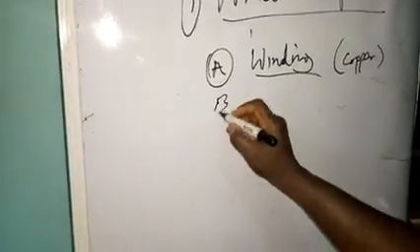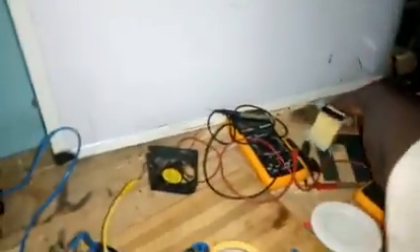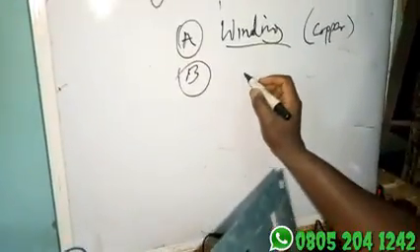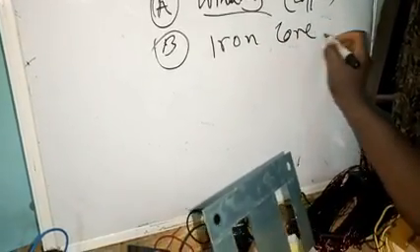Then B, we have the iron core, or magnetic core, where they put the center. This is the iron core. Maybe this one, I enter inside here. Now we pack it inside here, like this.